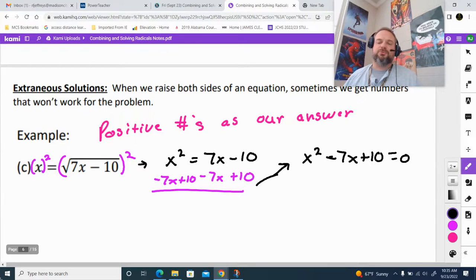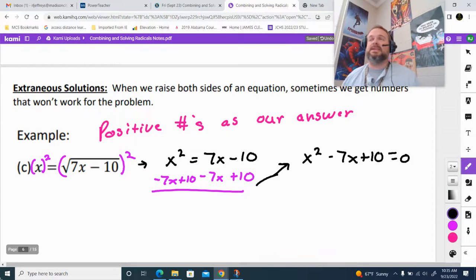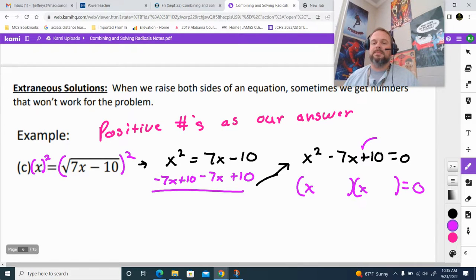Now, it's written like this because we should know, hopefully by now, that none of these are like terms and they're not going to combine. Okay. Now, if we were to solve this by factoring, this tells us the signs are the same. This tells us they're both negative.